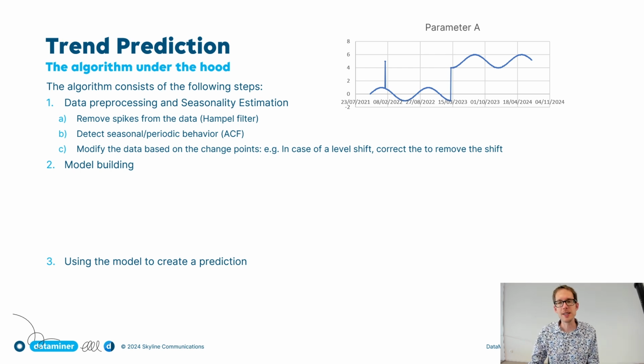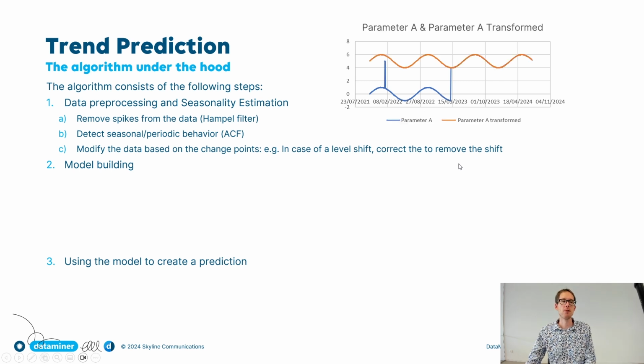So what we do instead is we transform the data. You see that before this jump, the data was fluctuating around 0. Now it's fluctuating around 5. So we're going to shift this first part of the data upward, effectively transforming the original data into this much nicer looking data. This data then is being used in the second step, the model building step.